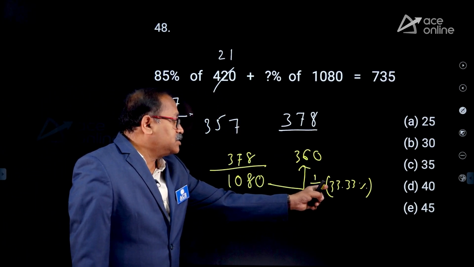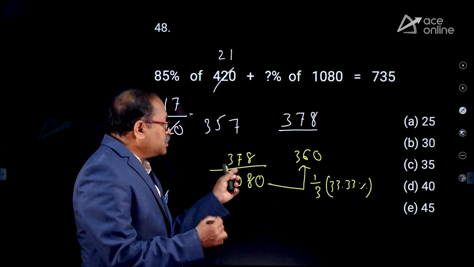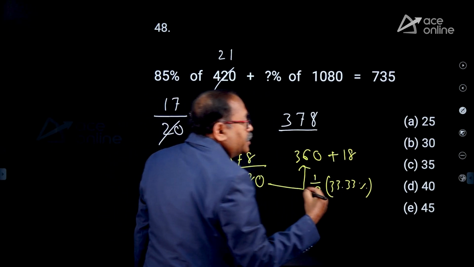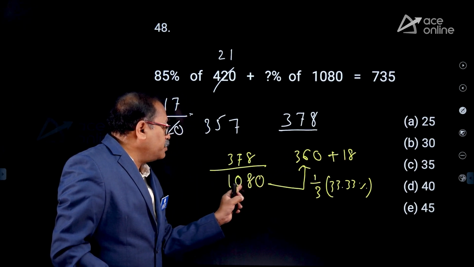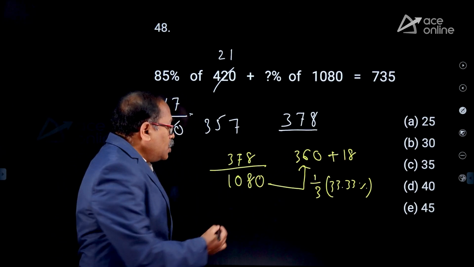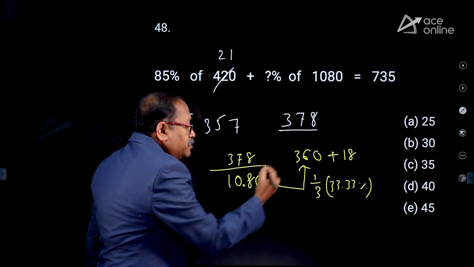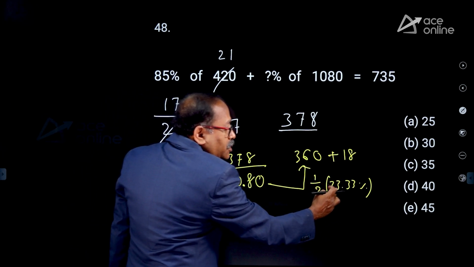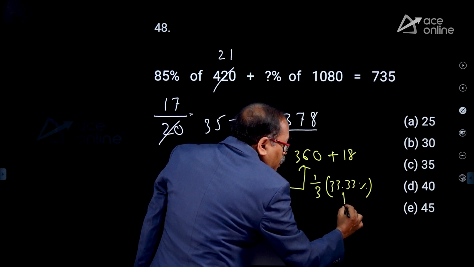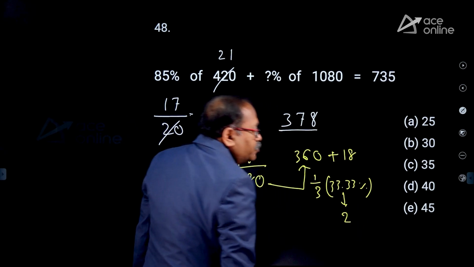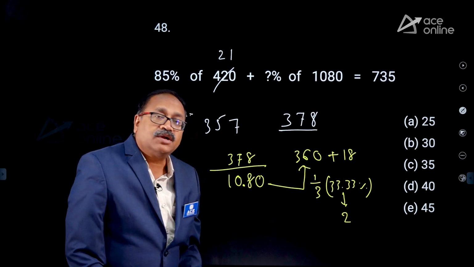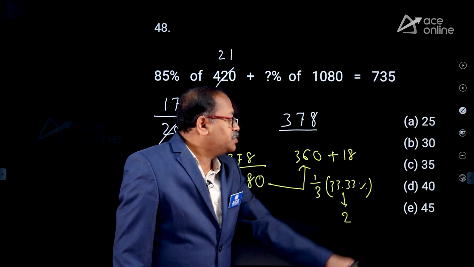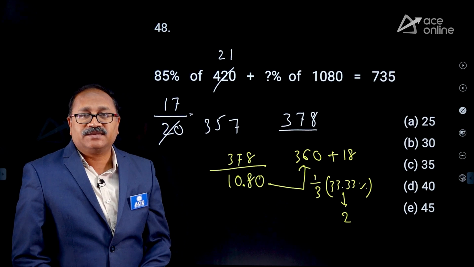Now 360 is 33.33% and this number is more than 360. How much more? 18 more. So what is my next job? The 18 is approximately what percentage of 1080? If I take 1%, it will be 10. If I take 2%, it will be 20, closer to this. So here 33.33 plus another addition, closer to 2. My answer should be closer to 35%. Check if any option is there with 35%. Option choice C. That's your answer.